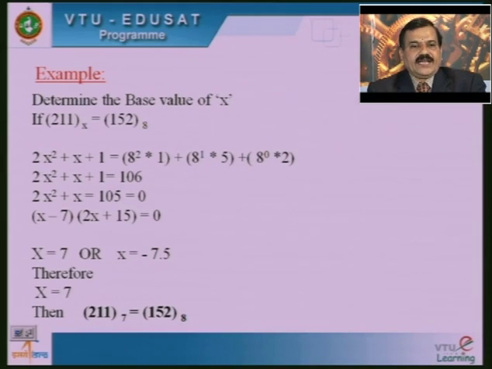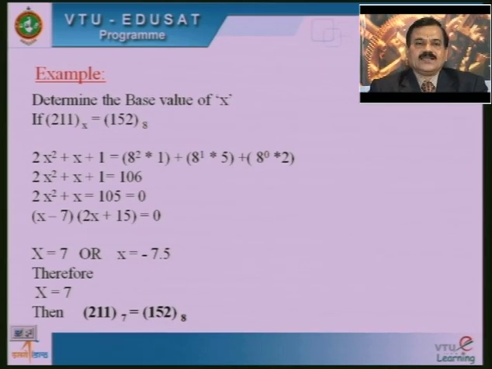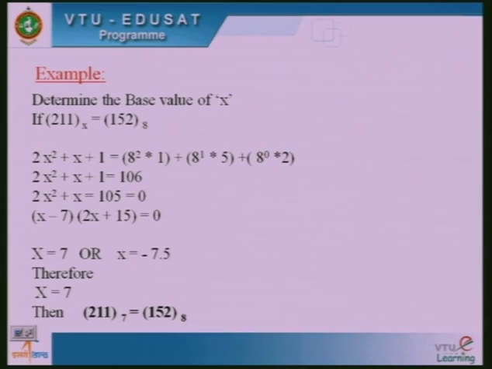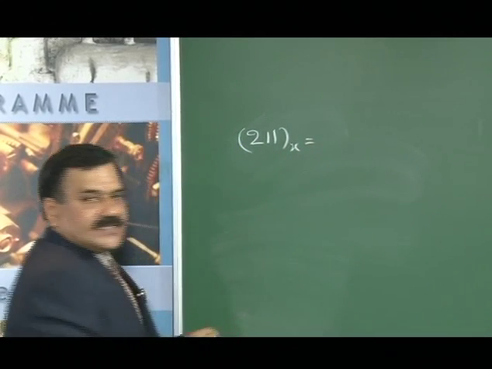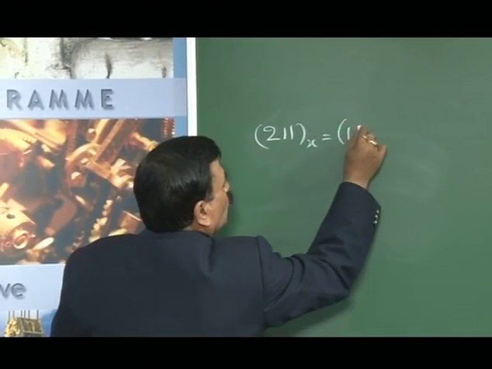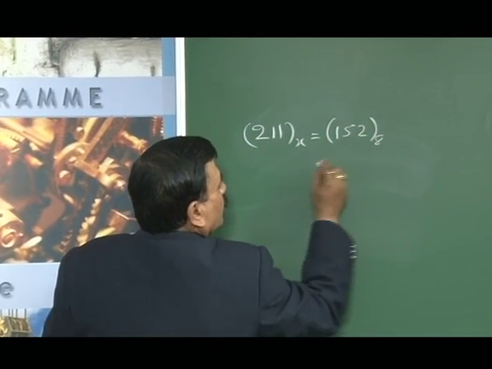Now we are going to take an example: determine the base value x if the given value 211 with unknown base x is equal to 152 in octal. Under this situation, we can solve it on the board. So 211 is the given value with base x, and 152 is the octal value.